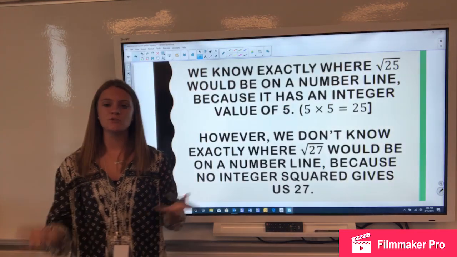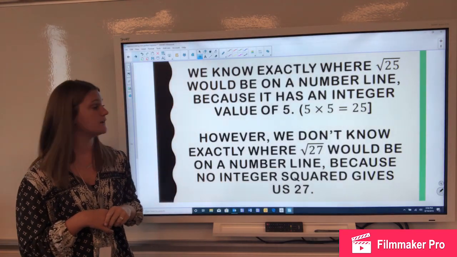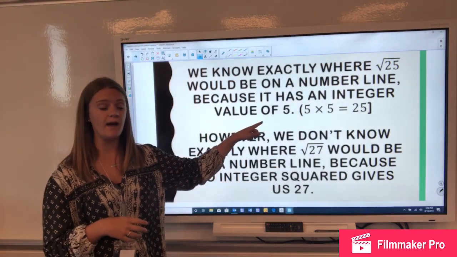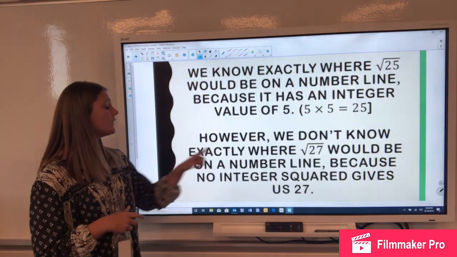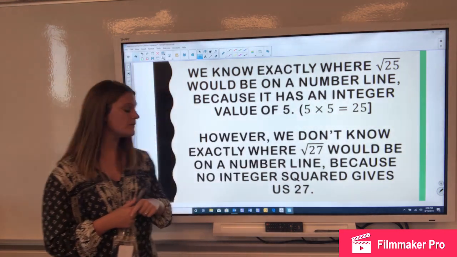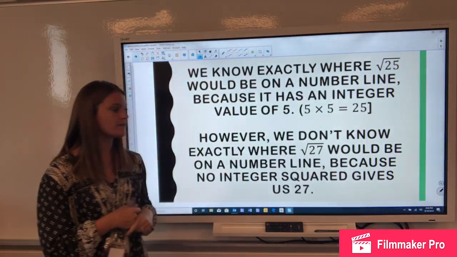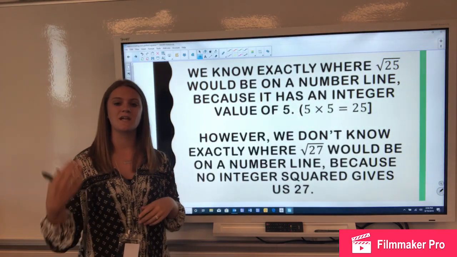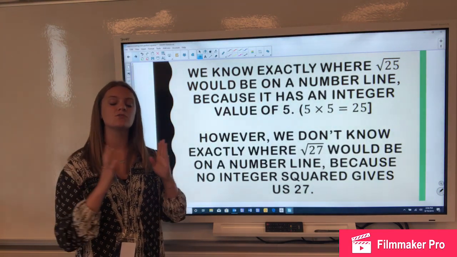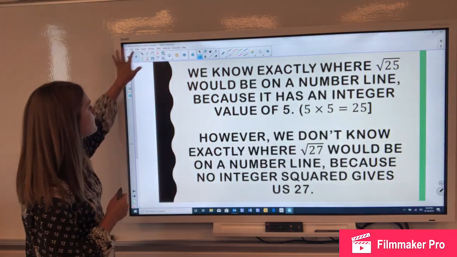So again, in short, we know exactly where the square root of 25 would be on a number line, because it has an integer value of 5. 5 times 5 gives us 25. However, we don't know exactly where square root of 27 would be on a number line because no integer squared gives us 27, and we saw that. 5 times 5 gives us 25, 6 times 6 gives us 36, so square root of 27 has to be somewhere in between 5 and 6.